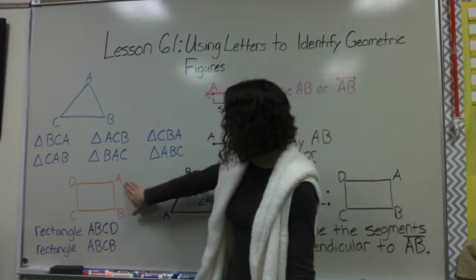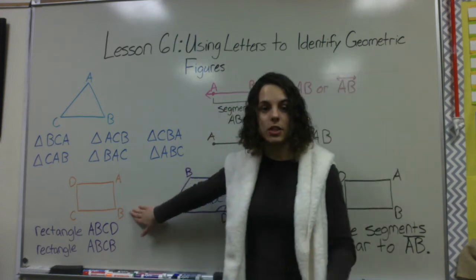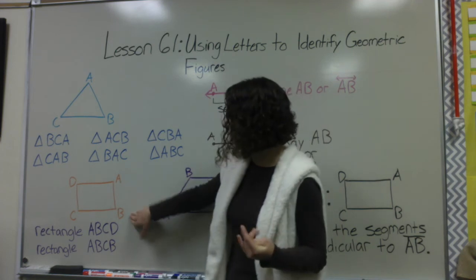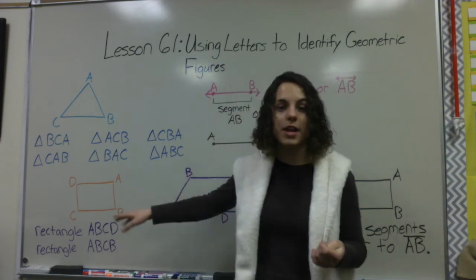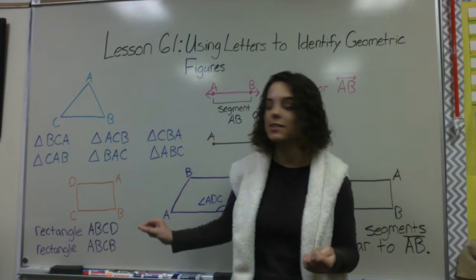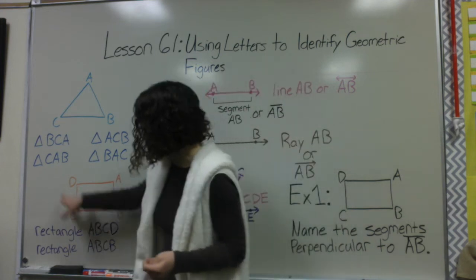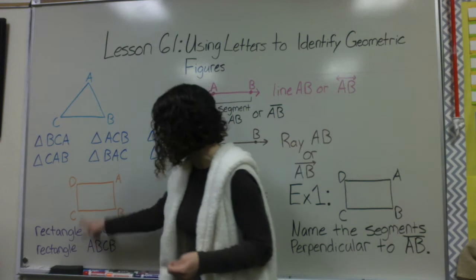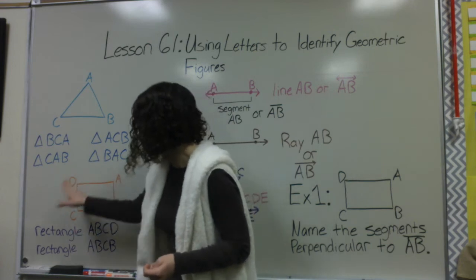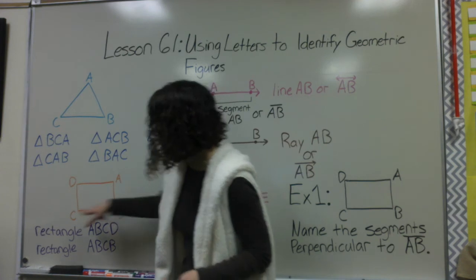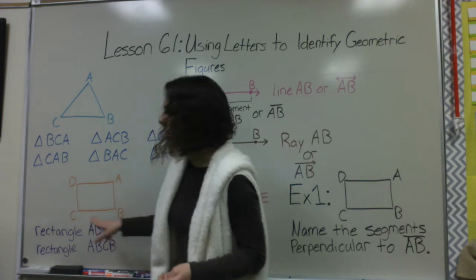So whenever we name rectangles, this is still pretty easy. We have to name all 4 points or all 4 of the letters given. However, we cannot jump across. So I can name this rectangle ABCD or rectangle ADCB. I could also start with any angle. I could start with B and go clockwise or counterclockwise.